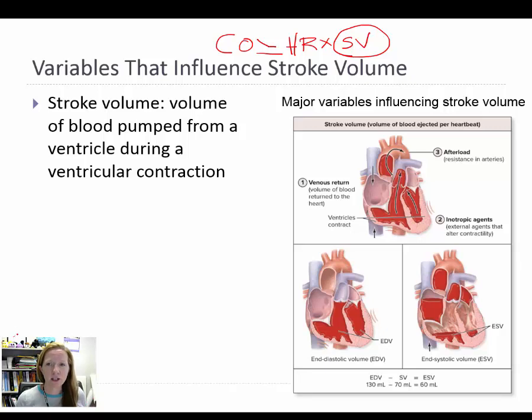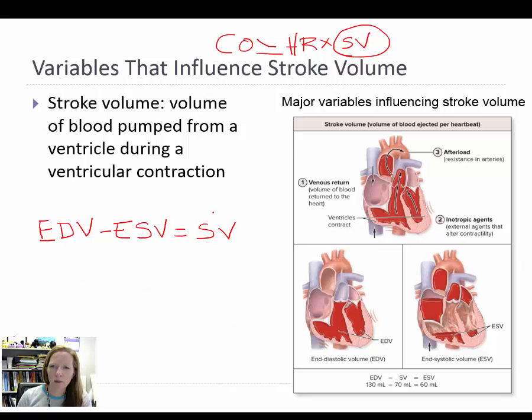Now let's first define stroke volume before we talk about the variables that influence stroke volume. Stroke volume is the volume of blood pumped from a ventricle during a ventricular contraction. So it's basically how much blood is being ejected during that ejection phase of the cardiac cycle. You went through the whole animation of the cardiac cycle, so you should have been introduced to the end diastolic volume and the end systolic volume, because these are going to be two factors that give rise to stroke volume.